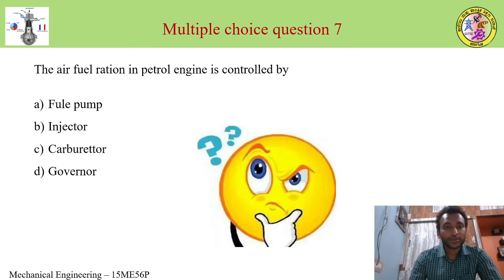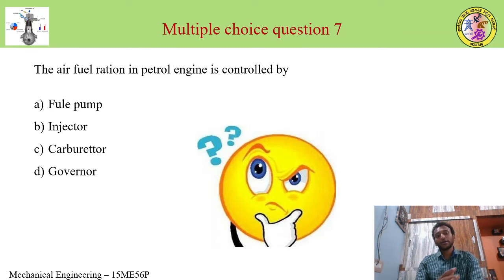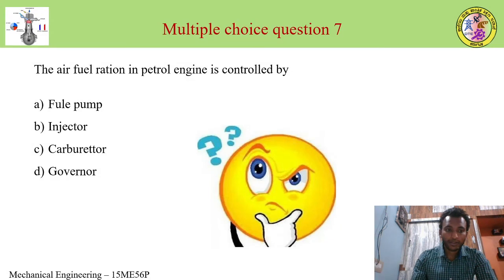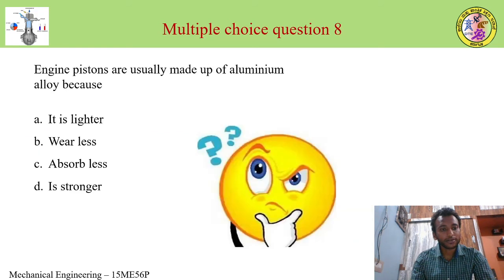The air fuel ratio in a petrol engine is controlled by. If you look at some of the slides I explained earlier, air and petrol are mixed in a proper ratio in some device. Looking at the options, the fuel pump supplies fuel to the injector. The governor is not an option here. So you can go to the carburetor. The carburetor is the exact answer.